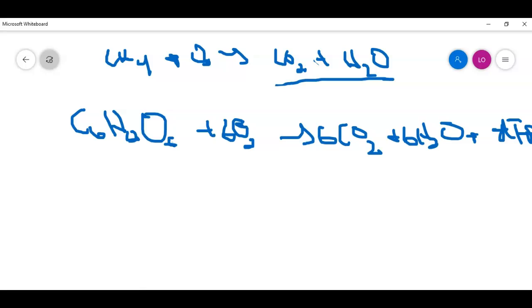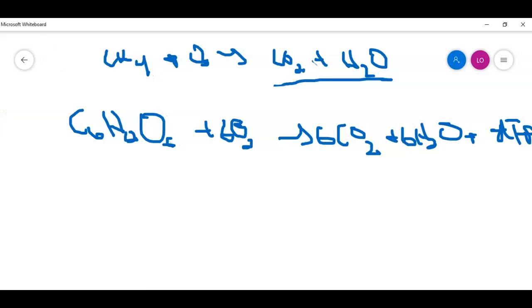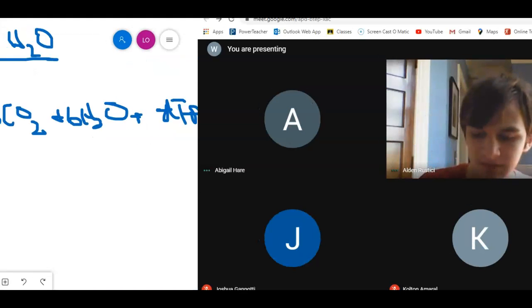Cellular respiration. C6H12O6 is a carbohydrate in the presence of oxygen. We have to breathe in oxygen, and we produce carbon dioxide and water, right? And we produce energy, ATP. So this right here, Alden, what is it producing? Water and CO2 and ATP, which is just energy.